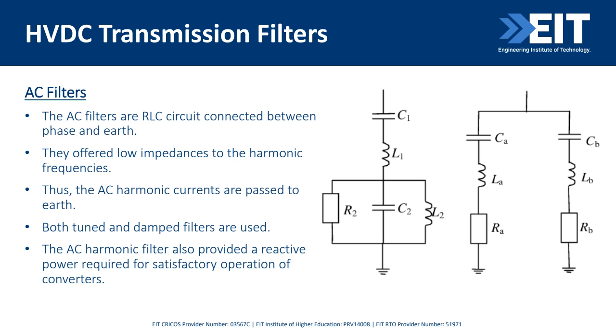The AC harmonic filter also provides the reactive power required for satisfactory operation of converters. That's another advantage of using filters, that sometimes we need reactive power to operate these converters, but as we know, DC power doesn't have a reactive component, so that reactive power can come from these filters.